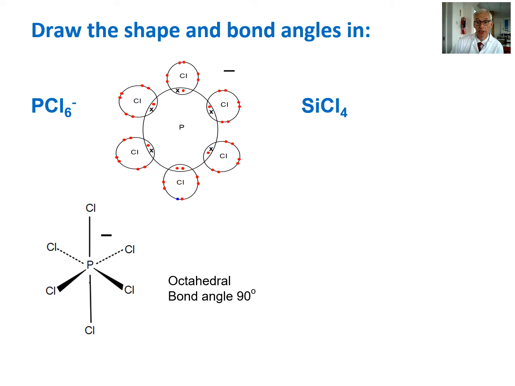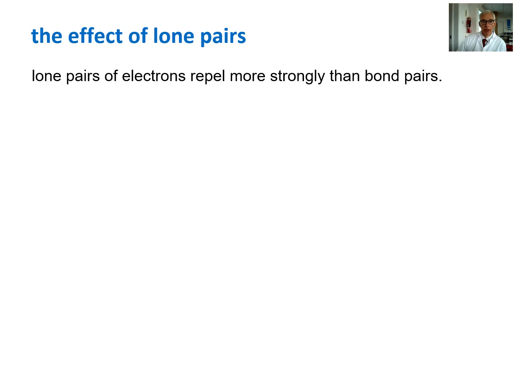Otherwise, here is the 3-dimensional drawing for silicon tetrachloride. It's tetrahedral. There's 4 bond pairs surrounding the central silicon. So that's a bond angle of 109.5.